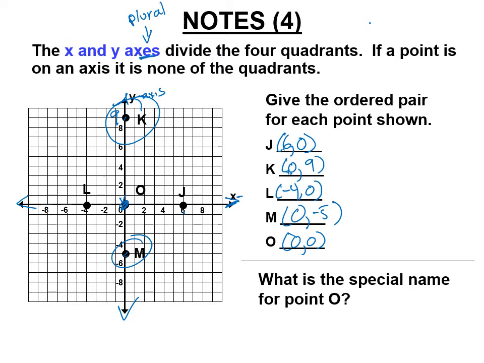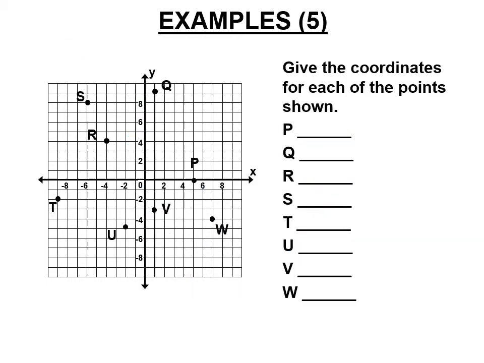Those of you who are comic book fans already know that the first story where the superhero gets his powers is called what? Well, it's called the origin story, and that means the beginning story. And the name of 0, 0 is the origin. It is the beginning. That's literally what the origin means. It's the beginning of the coordinate plane. All right, so practice here. Tell me where all those points are.